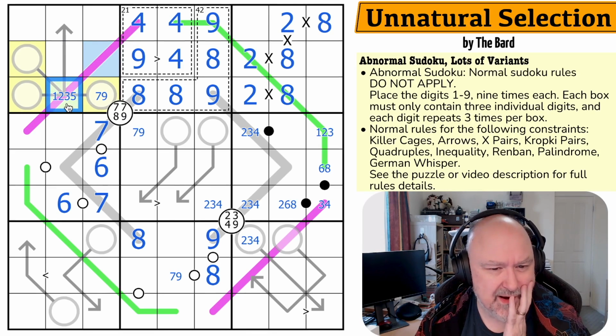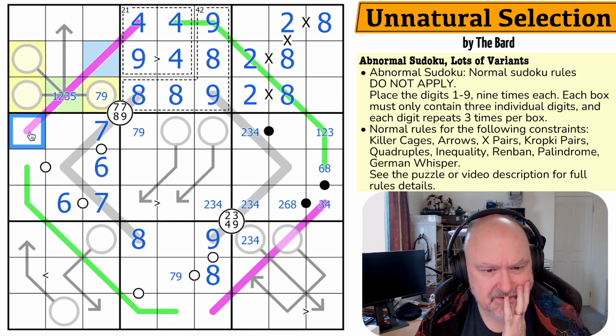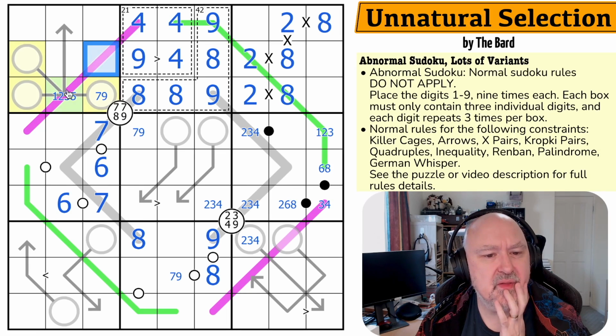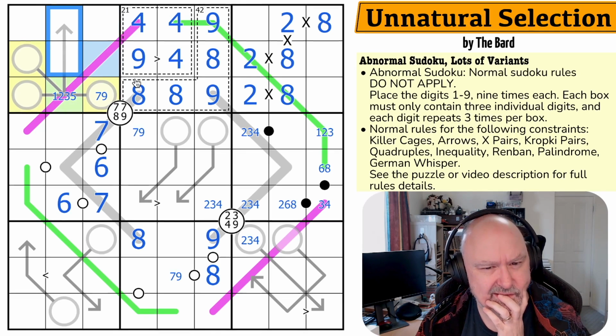Can this be a 1? These would be 2 and 3. So I'd have 1 and either 2 or 3 to play with, but I could go 1, 3, 3, 7. And then both of these would be 1. Can I repeat that digit on the arrow? I think I can.